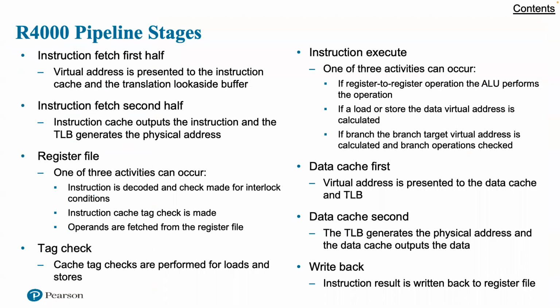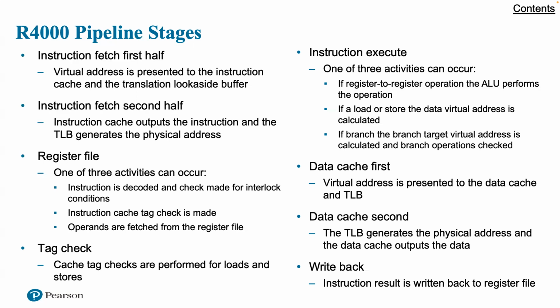So the R4000 has 8 pipeline stages, meaning that as many as 8 instructions can be in the pipeline at the same time. The pipeline advances at a rate of 2 stages per clock cycle. The 8 pipeline stages are as follows. Instruction fetch, first half: a virtual address is presented to the instruction cache and the translation lookaside buffer. Instruction fetch, second half: the instruction cache outputs the instruction and the TLB generates a physical address.